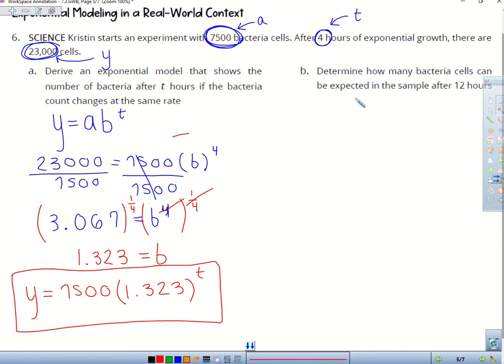So the next problem, we're going to determine how many bacteria cells can be expected in the sample after 12 hours. So what are we going to do with the formula we just came up with? Change T. Good, we're going to plug in T, because T represents time.